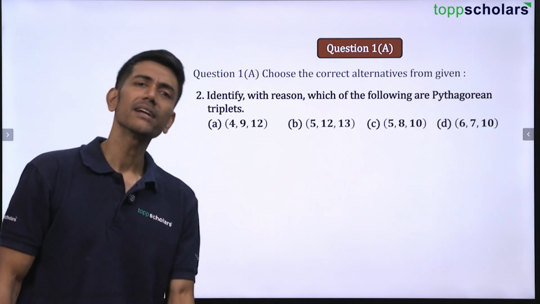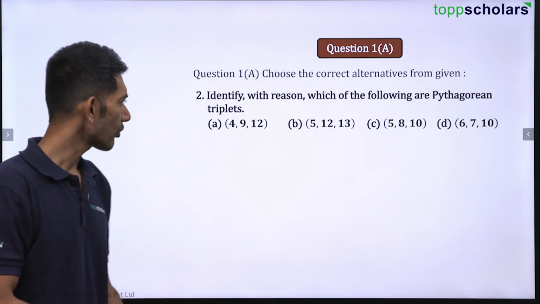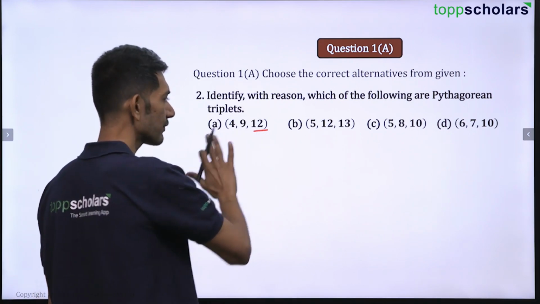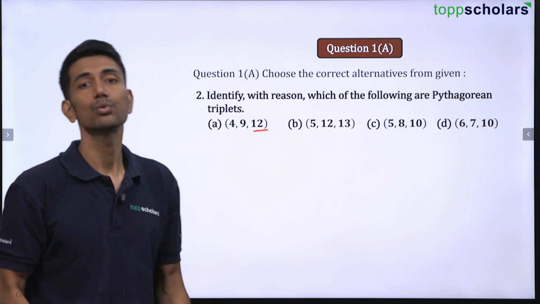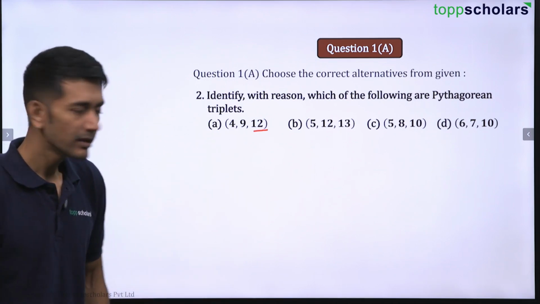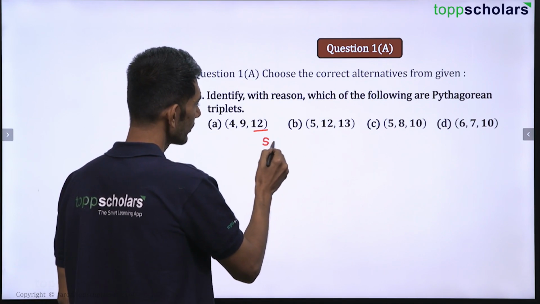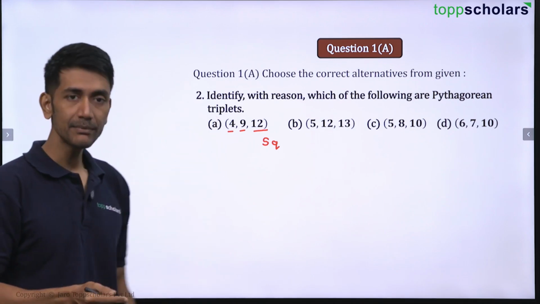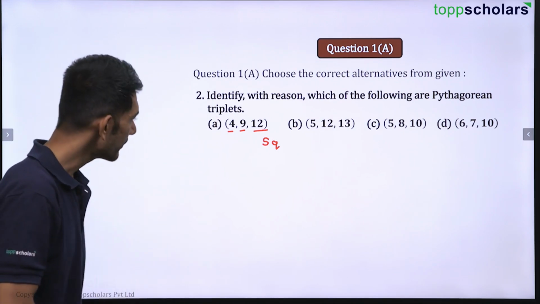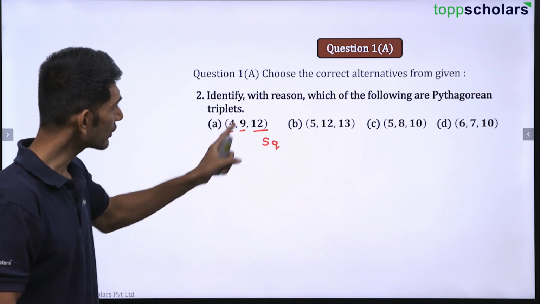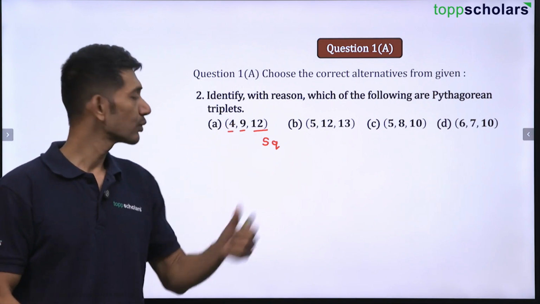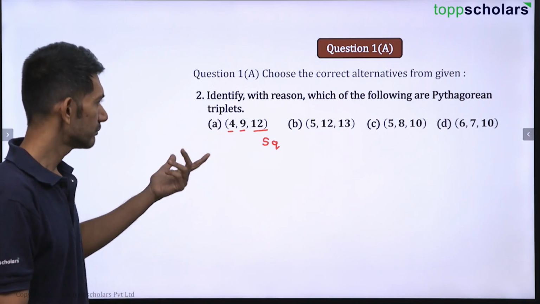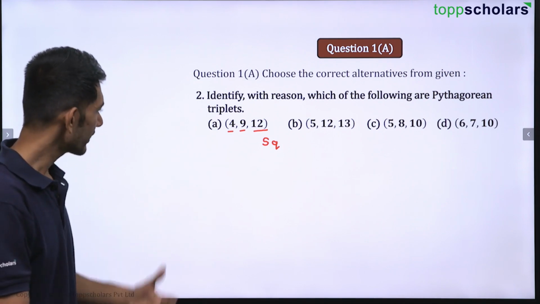Now, how do we identify whether 3 numbers are in Pythagorean triplets or not? What you do is, you pick up the largest number out of the 3 numbers. In all the 4 options, you'll have to do that. Pick up the largest number, then square it. Then pick up the other 2 numbers, square them and add. And if the sum of the squares of the other 2 numbers is equal to the square of this number, then we can say that definitely they are in Pythagorean triplet, otherwise not. So let us see the solution.